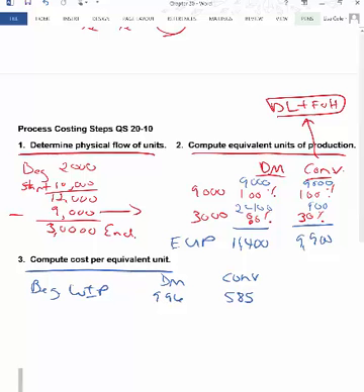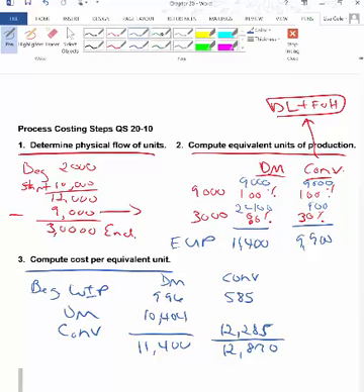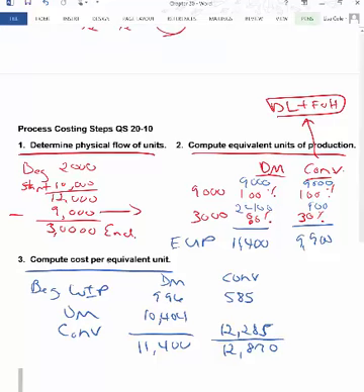And then for the costs that were added this month, we had direct material cost, a total of 10,404, and we had conversion cost, a total of 12,285. So the total cost that I need to account for is 11,400 of direct material and 12,870 of conversion. And so what we want to do, remember this is cost per equivalent unit.